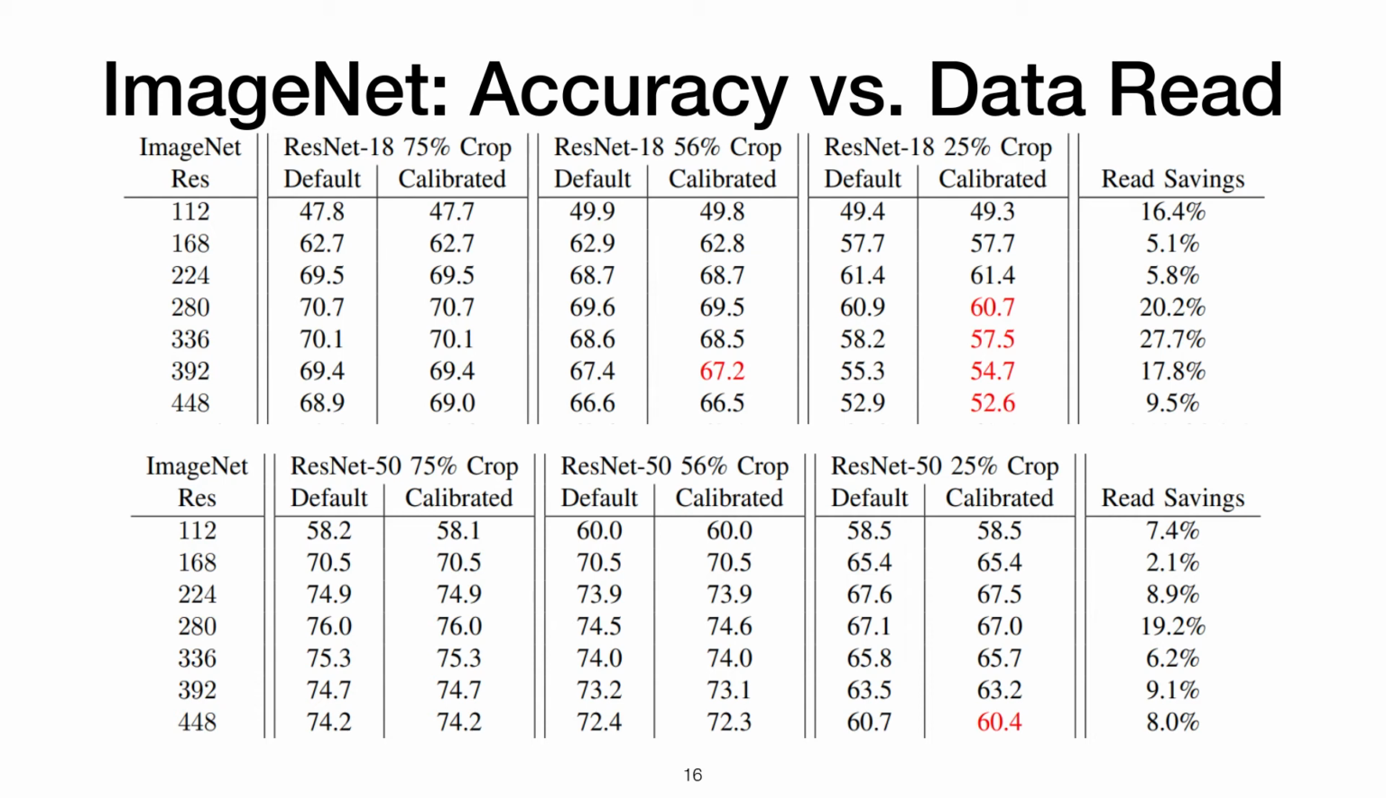Overall, savings between 5 and 20% are possible at most resolutions without much accuracy loss. Accuracy losses above 0.1% are highlighted in red.